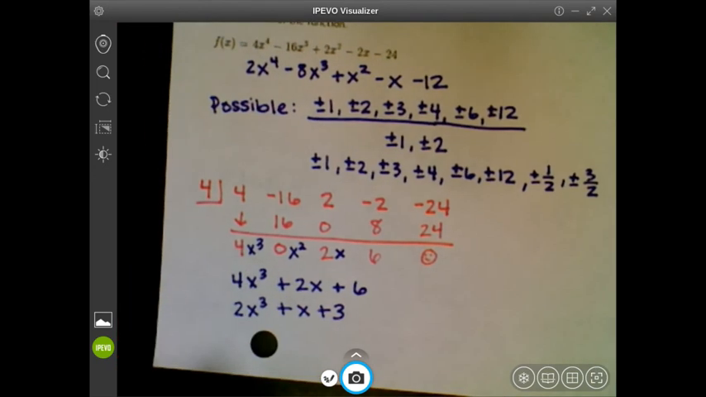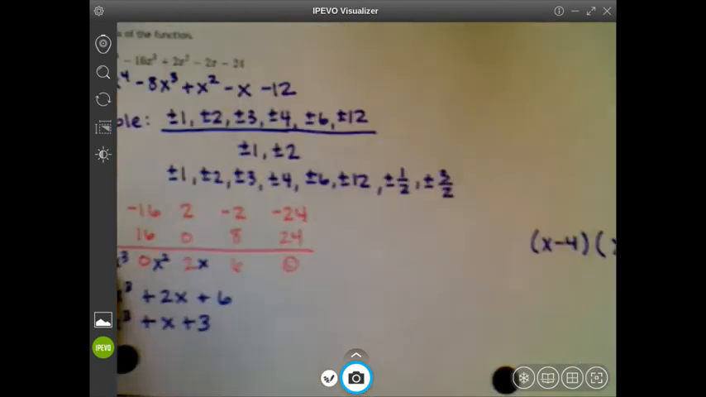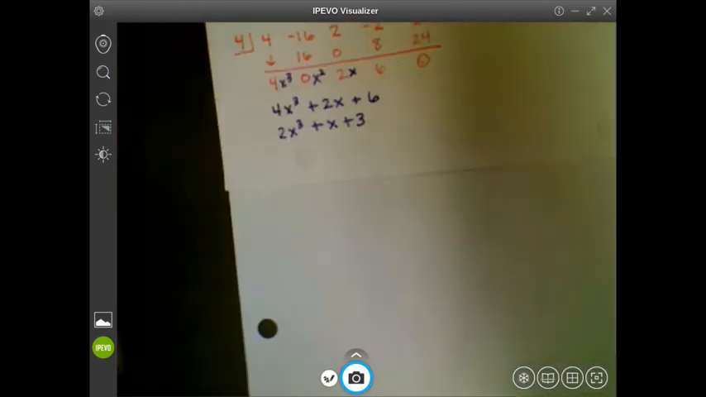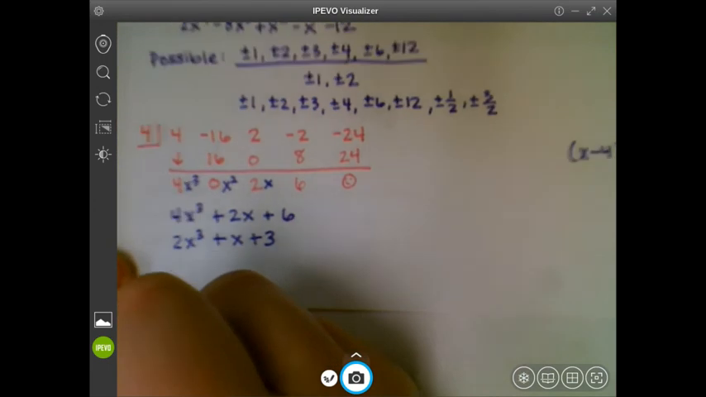So, running out of space. Let me grab another sheet of paper. Hold on a second. All right, so we're going to continue on here. So I have -1 as well.